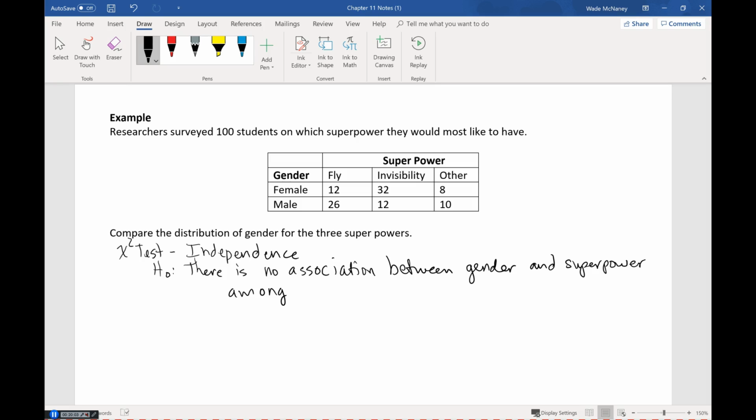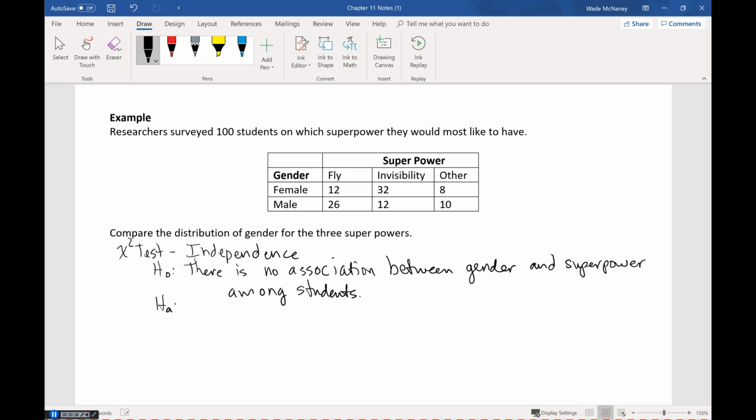We have to say it. What's our population? Among men and women. Population of 100 students. But we don't want to do it from the sample, because the sample is just what we're using to test it. But what are we testing? We're testing among all students. Do I put among all students? You can. You can also just write among students.